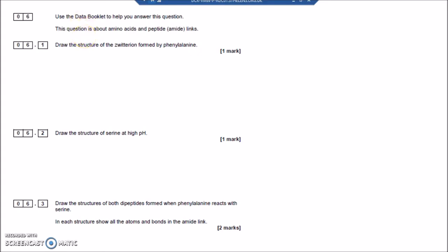Question 6. Use the data book to help you answer this question because you're going to have to draw some amino acids. The question is about amino acids and peptide amide links. So a peptide link or an amide link is a CO, C double bond O, and an NH. We'll have a look at that more in a minute. Draw the zwitterion formed by phenylalanine. So we need to draw phenylalanine to start off with from the data book.